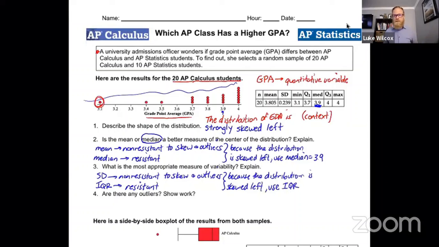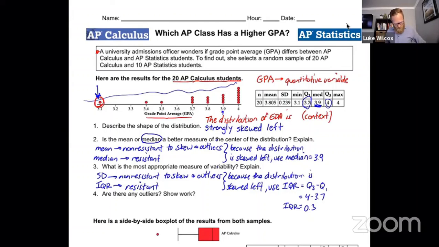Now we should go ahead and actually calculate the IQR here, which is the third quartile minus the first quartile. And if you look up above, we know that Q3 is 4, Q1 is 3.7, and that's going to give me an IQR of 0.3. So that leads us into question number 4. Are there any outliers? Well, certainly this 3.1 down here, GPA, looks like an outlier, but we want to actually test that using the outlier rule.